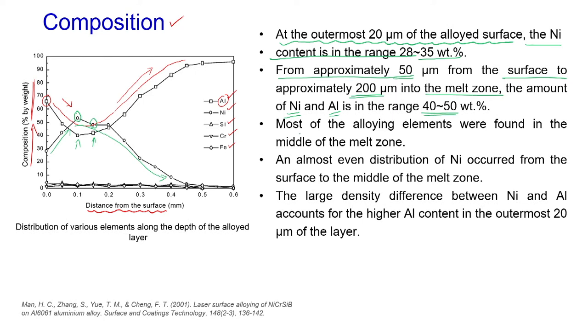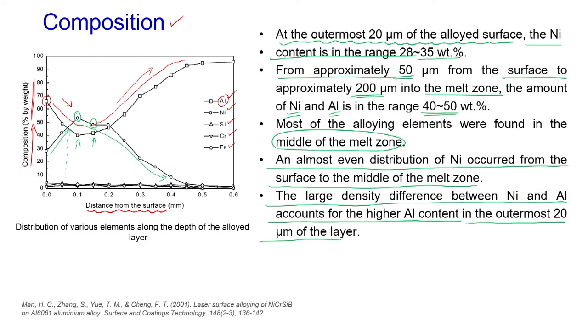Most of the alloying elements were found in the middle of the melt zone, which I have pointed out here. This is the middle of the melt zone and almost all the elements were found there, and an almost even distribution of nickel occurred from the surface to the middle of the melt zone. The large density difference between nickel and aluminum accounts for the higher aluminum content in the outermost 20 micron of the layer.